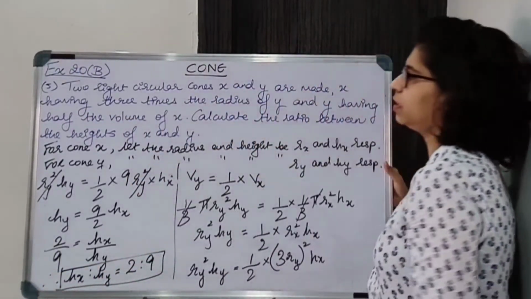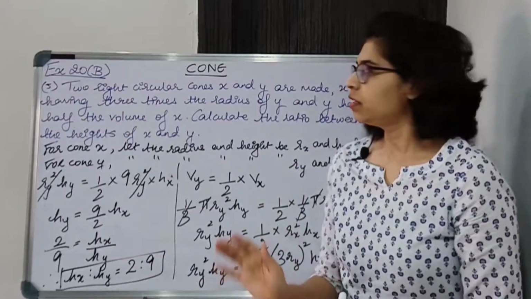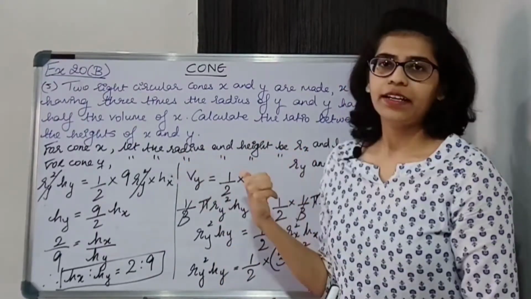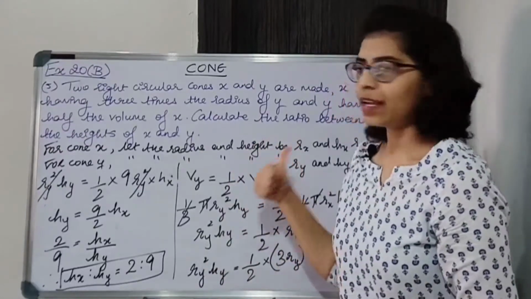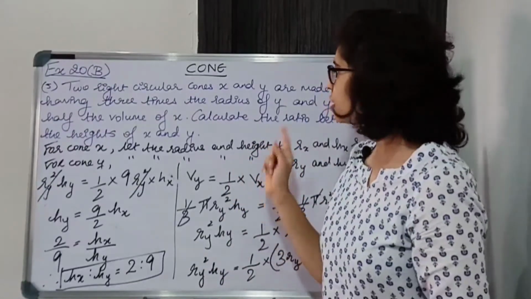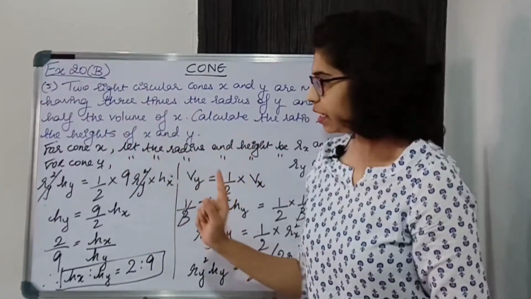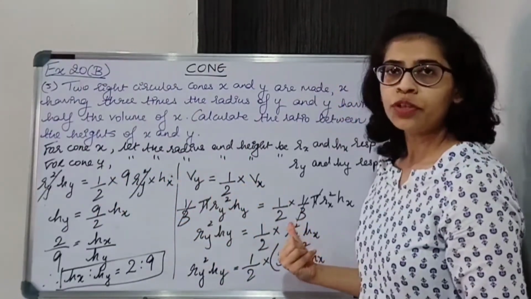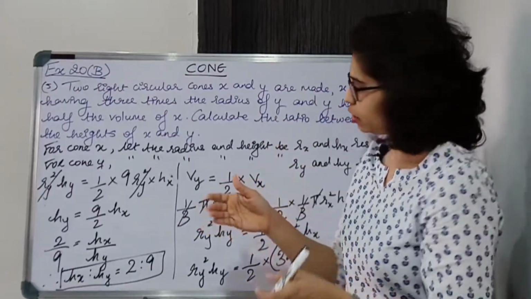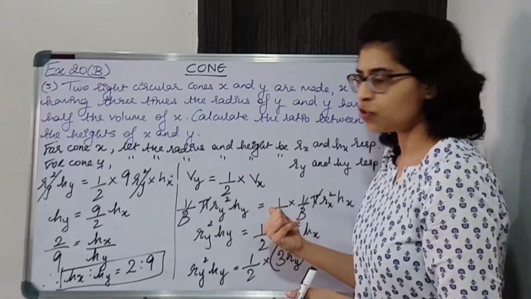I'll explain again. You will initially write down, let the radius and height be so and so, and then you will use the conditions given. You're given the relation between the radii of the two cones, and the volume. So you are going to use the radius condition in this volume condition.